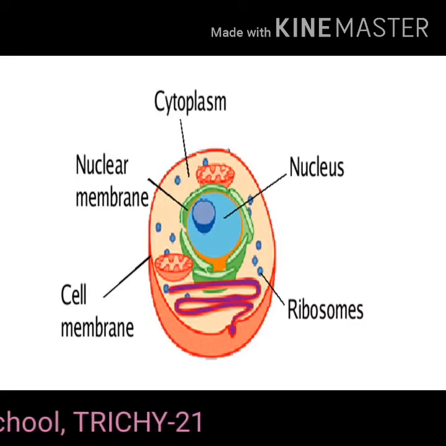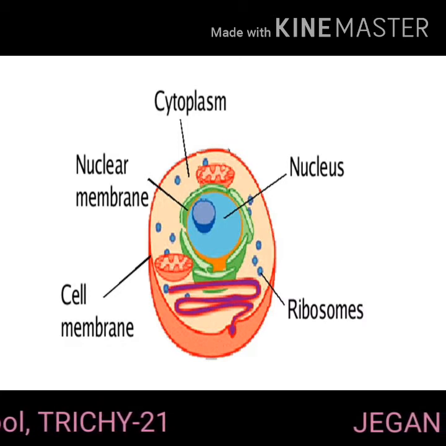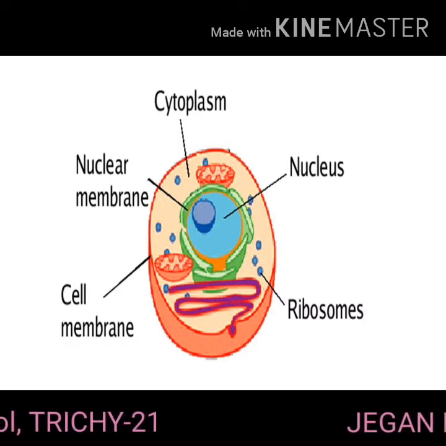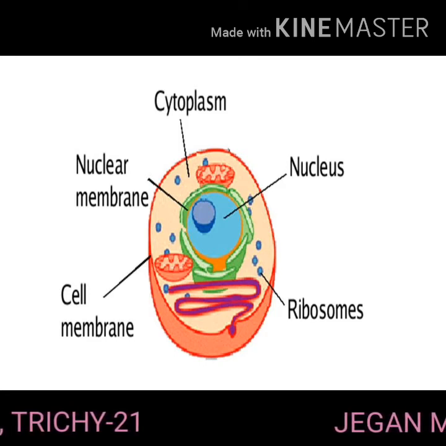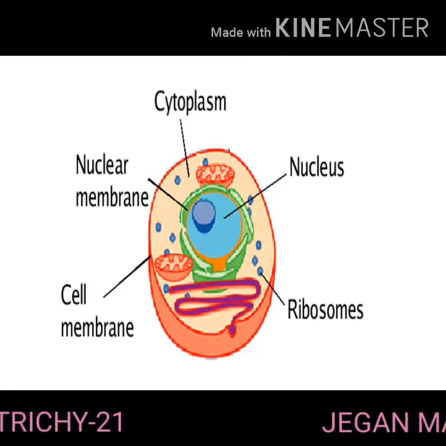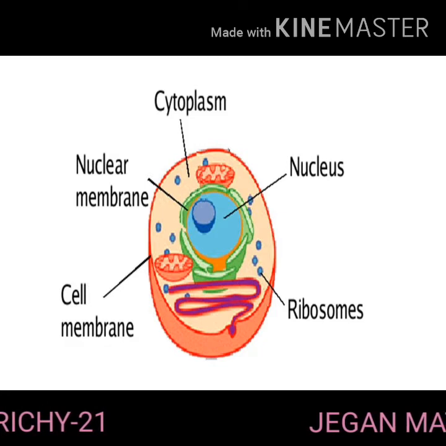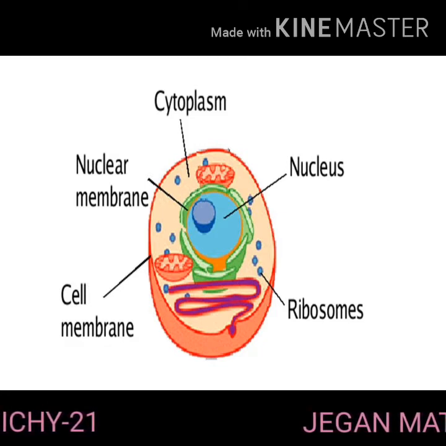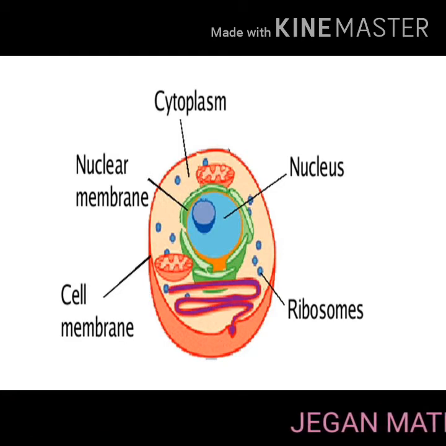Animal cell. Animal cells are generally smaller than plant cell. It is not so hard as plant cell. Cell wall is absent. Chloroplast is absent. An animal cell may have many small vacuoles. Centrioles are found in animal cells.